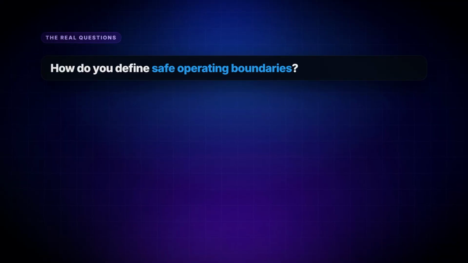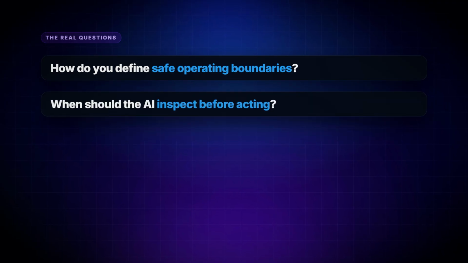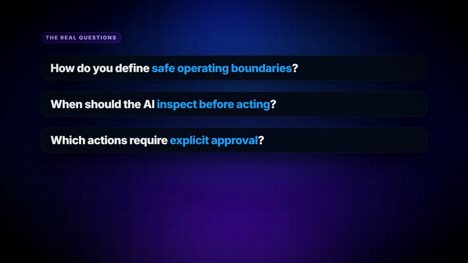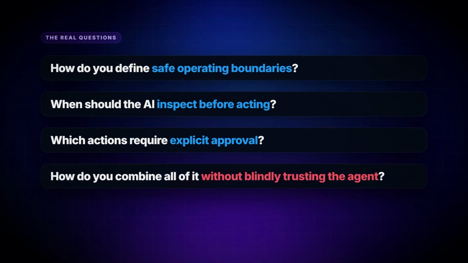But installation is honestly the easy part. The much more important question is how to use these capabilities inside a professional automation workflow. How do you define safe operating boundaries? When should the AI inspect the environment before acting? Which actions should require explicit approval? How do you combine project architecture, prompt engineering, runtime evidence, test execution, and human review without blindly trusting the agent?